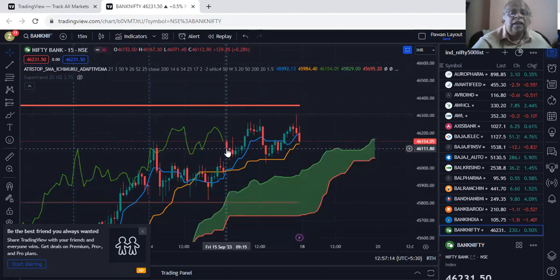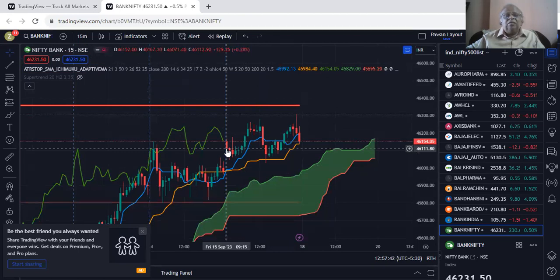So this is the candle. That is 15th of September, 9:15 a.m. But here, what are the points which have to be taken care of by each trader? First, the crossover has to be identified.